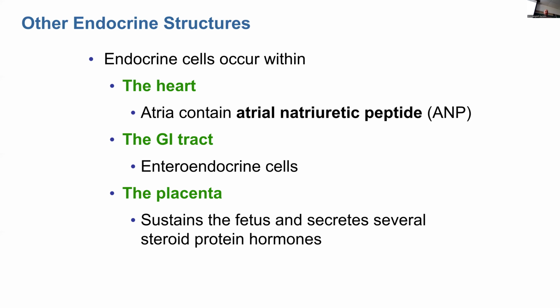The placenta sustains the fetus and secretes lots of steroid hormones that help regulate the way that nutrition is allocated between the mom and the fetus, and basically also helps maintain the fetus and helps the mom not think the fetus is an invading organism that should be destroyed. So the placenta is a super important endocrine organ as well. Again, I'm just giving you the general overview here. I want you to know the structures and that they do act as endocrine organs.